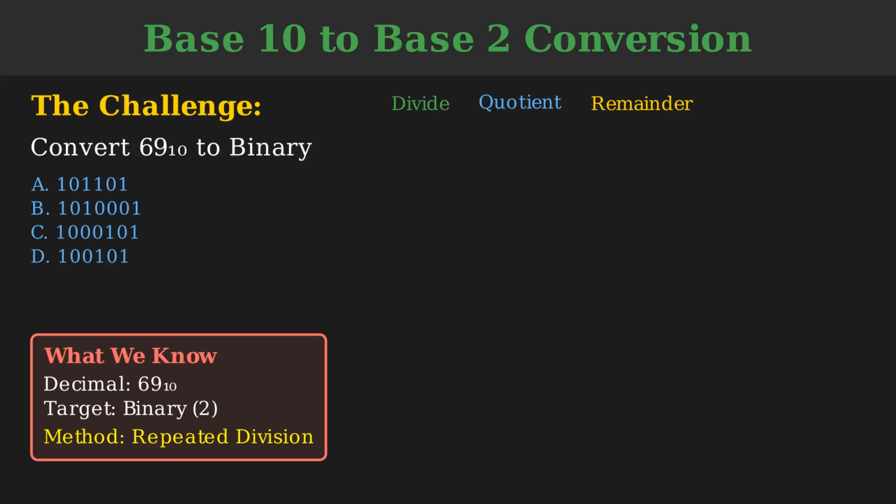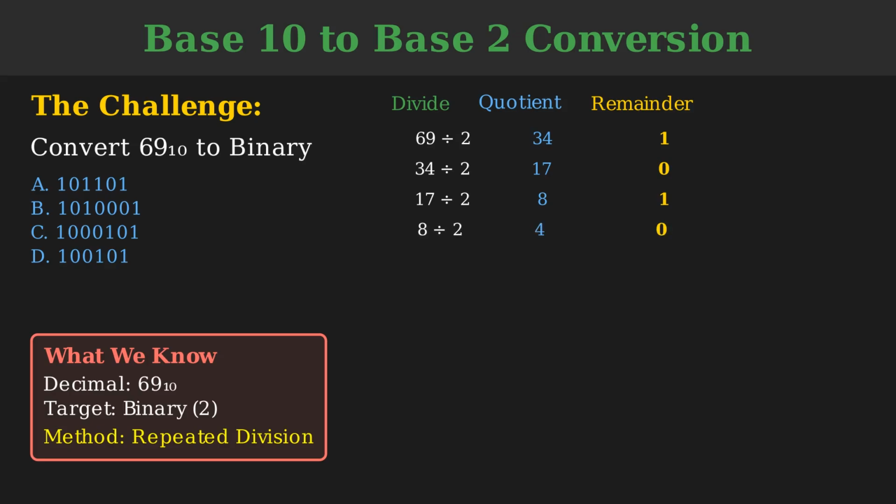Here's the process. We will divide 69 by 2 repeatedly, keeping track of the quotient and the remainder. 69 divided by 2 equals 34, remainder 1. 34 divided by 2 equals 17, remainder 0. 17 divided by 2 equals 8, remainder 1.